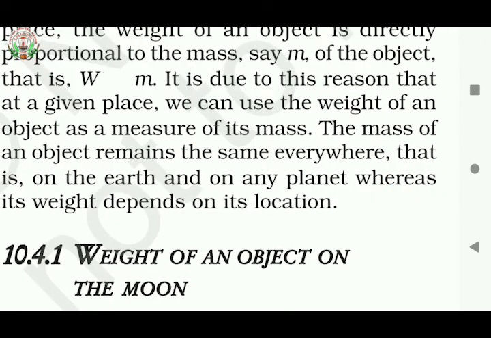This is the end of today's module. We will solve the numericals related to these topics in the next module.